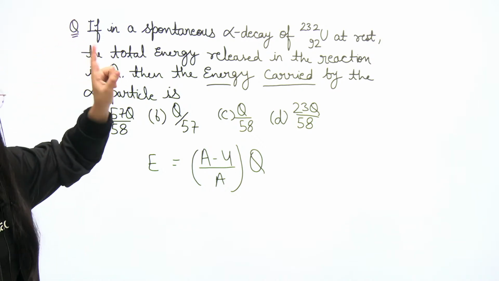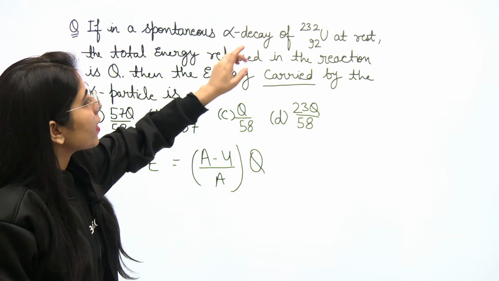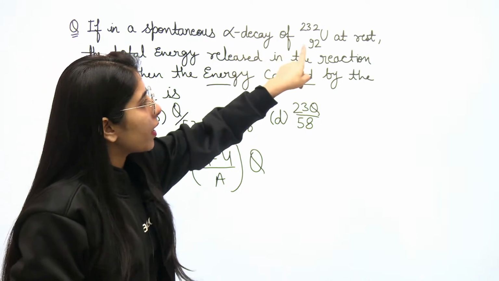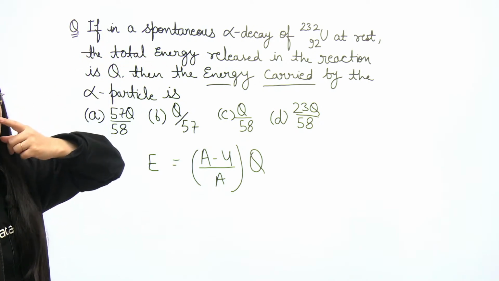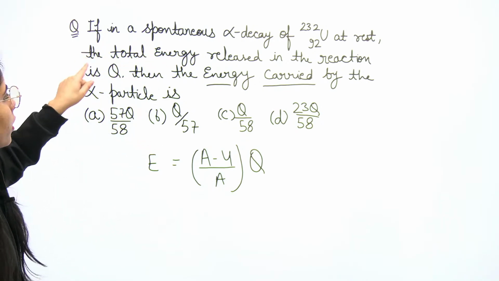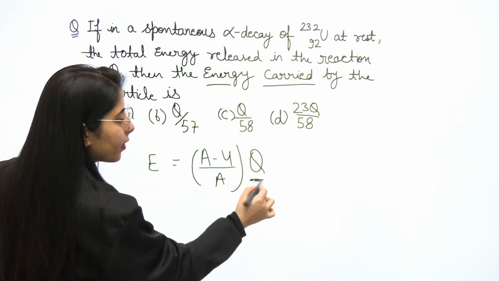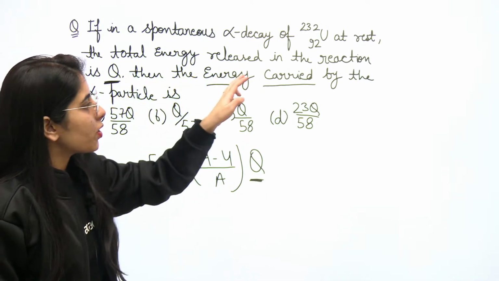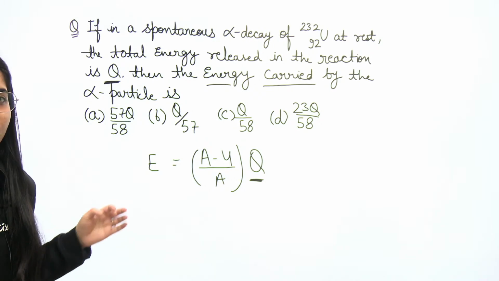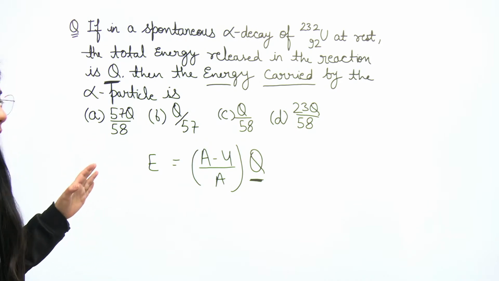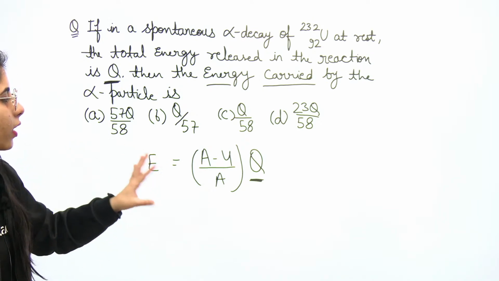Now let's go through the question, which corresponds to alpha decay. In a spontaneous alpha decay of uranium at rest, the total energy released in the reaction is Q. This is the energy released, so that is present here in the formula as well. Then the energy carried by the alpha particle is what they are asking for, the kinetic energy, which we are showing with E. So anytime related to alpha decay, you can use this formula.